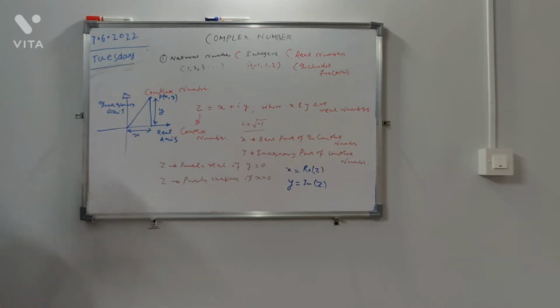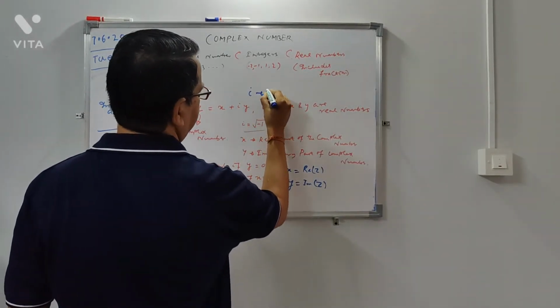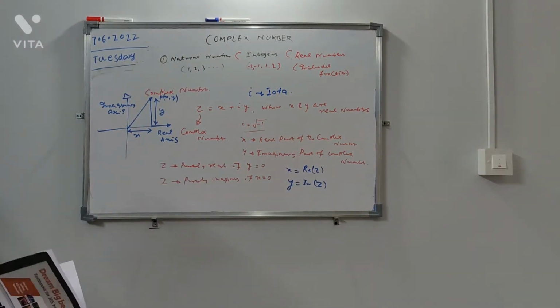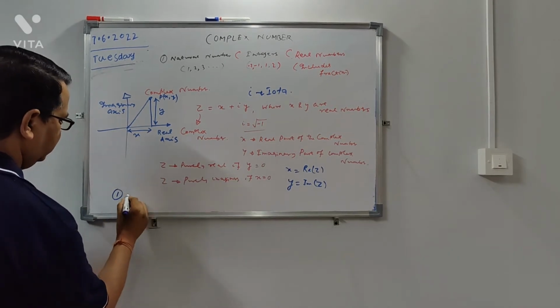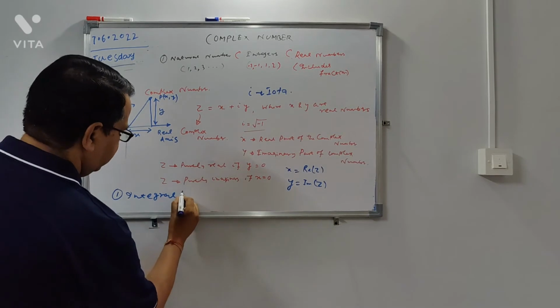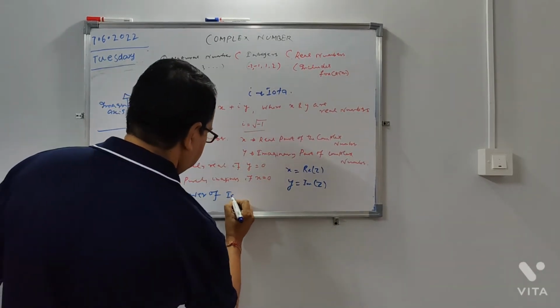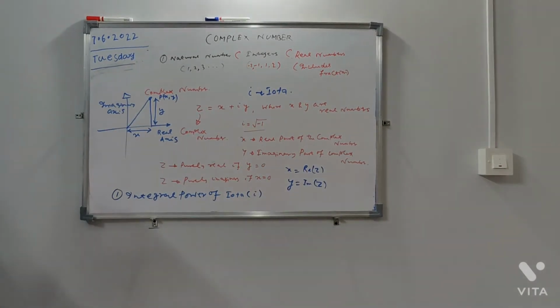Then integral powers of iota. This i is otherwise called iota. Okay, so this i is iota. Some MCQs can be on integral powers of iota.